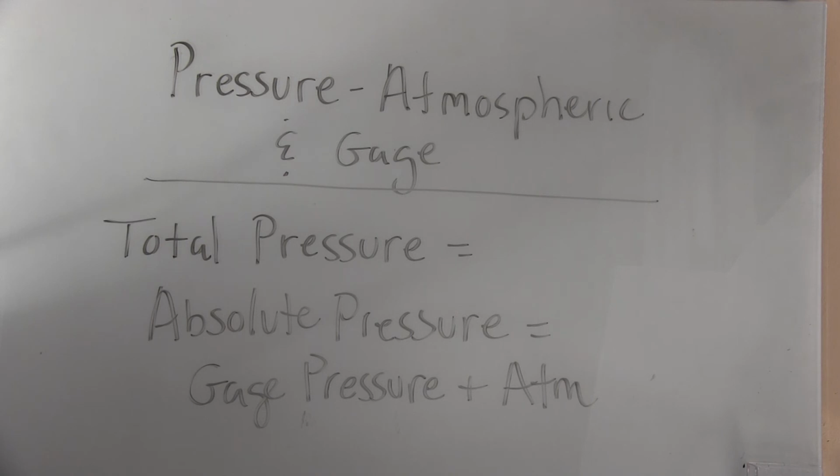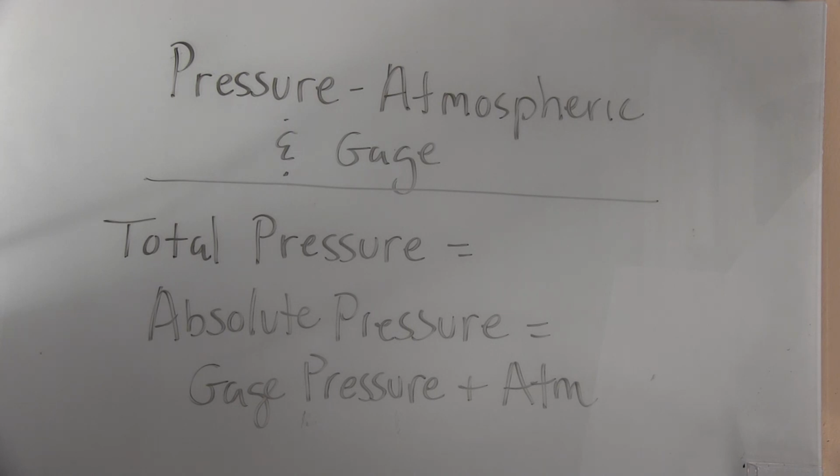The total pressure is called the absolute pressure. This is the pressure inside the tire plus the additional atmospheric pressure. The pressure inside, or the differential between the atmospheric pressure and the total pressure, is called the gauge pressure. So the absolute pressure is the gauge pressure plus the atmospheric pressure.